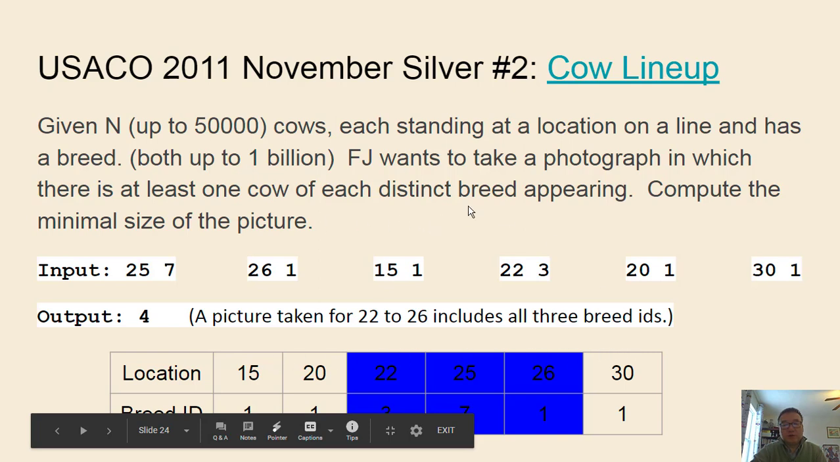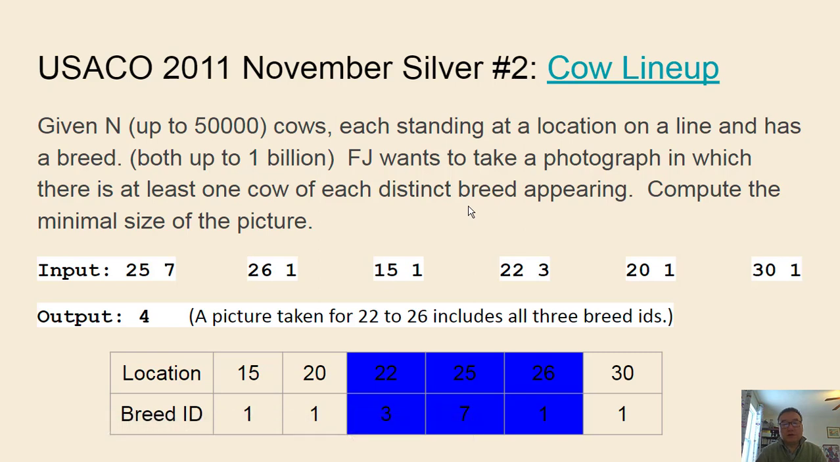So we want a picture that includes all 3 breeds, and it turns out that the minimum such window is the one marked by blue. It has 3 cows of breeds 1, 3, 7, and the size of this is, let's call that 4, just the end subtract the beginning. So we want to find this minimum window in this problem.